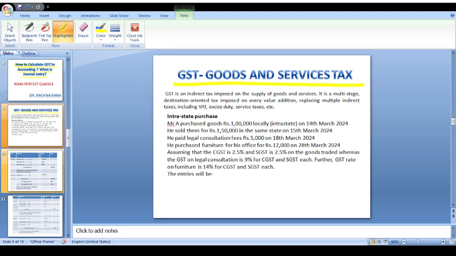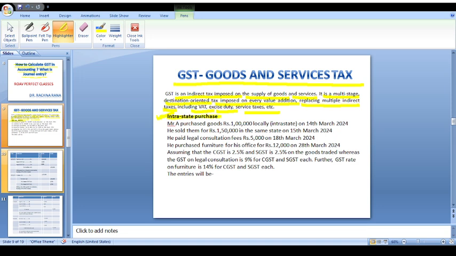GST means Goods and Services Tax. GST is an indirect tax which is imposed on the supply of goods and services, and it is a multi-stage destination-oriented tax which is imposed on every value addition, replacing multiple indirect taxes including VAT, excise duty, service taxes, etc.